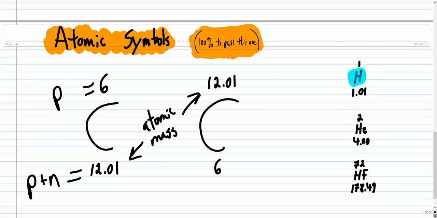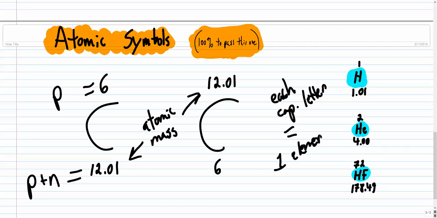Well, for hydrogen, that's just element number 1. It's the simplest one. It gets H. But then helium, we had to throw on this little E here. And then for hafnium, we threw on this little F here. So that's just kind of a handy thing to remember. Each capital letter equals one element. I guess I could have done it with the C too, like Ca is calcium. Anyway, so that's some stuff about atomic symbols and periodic tables.